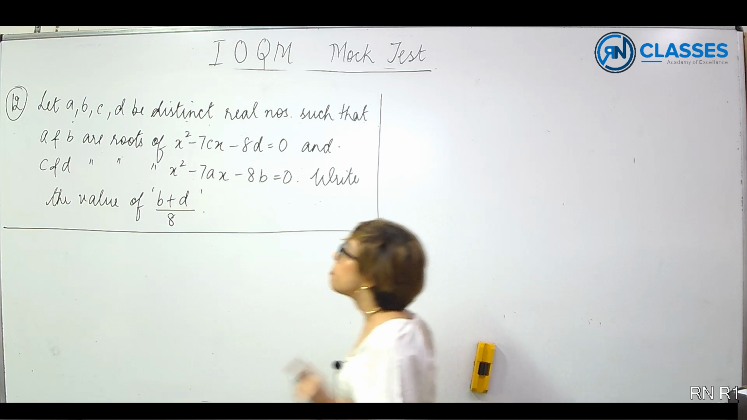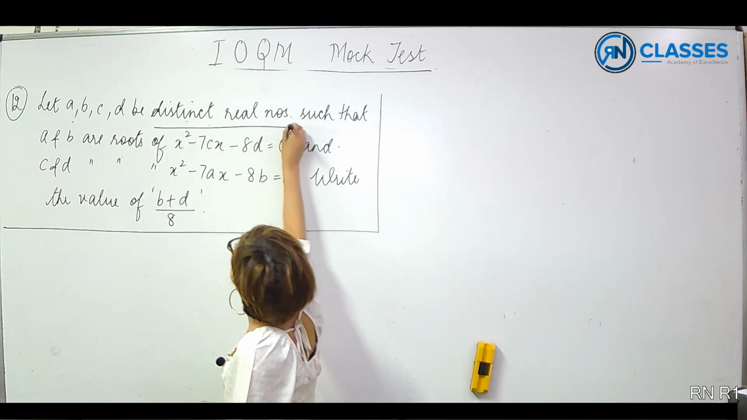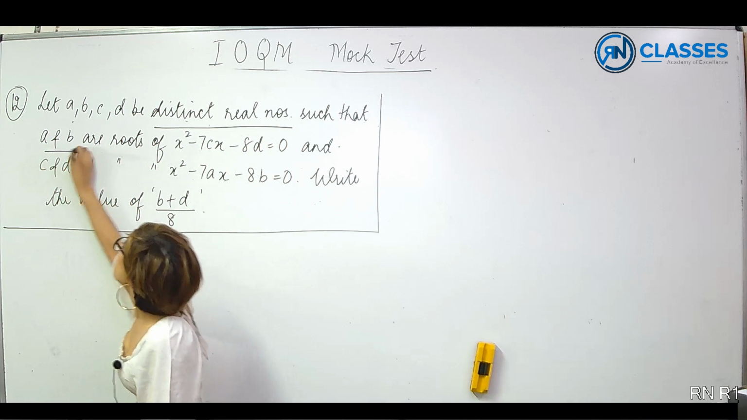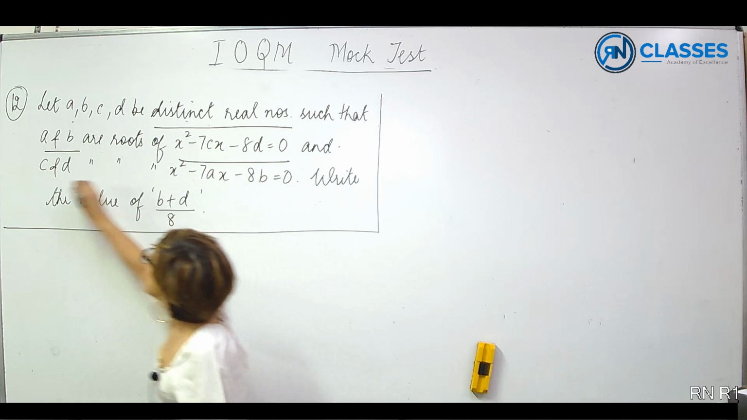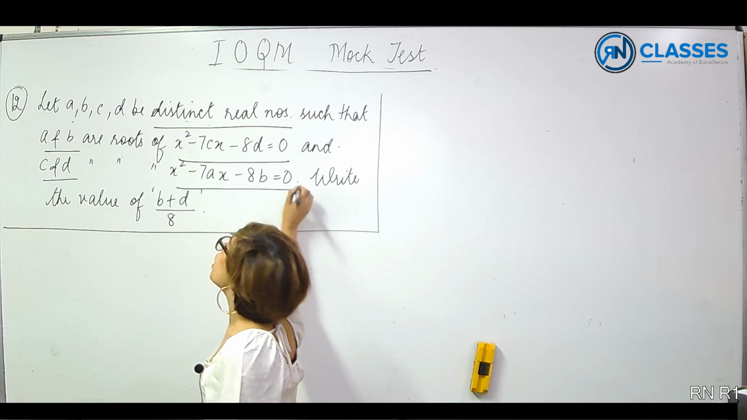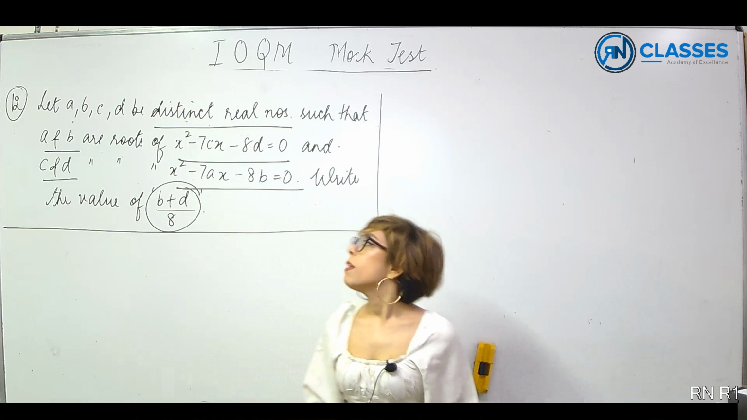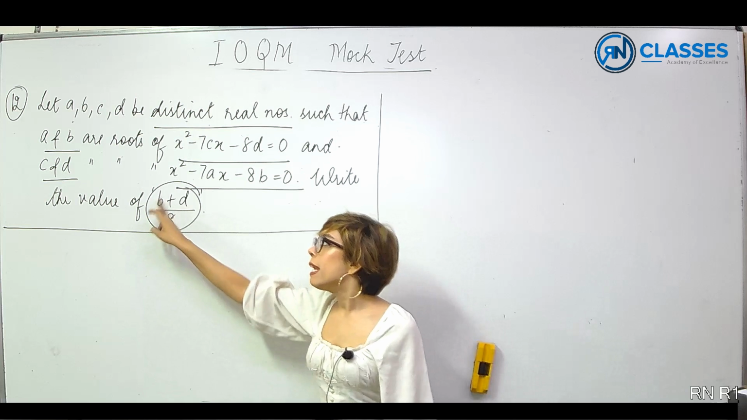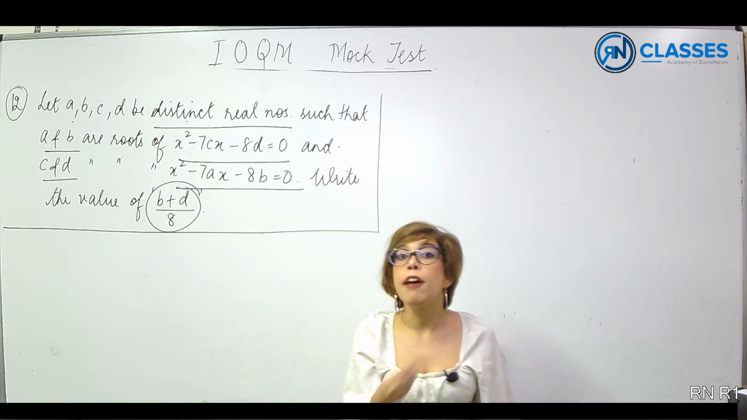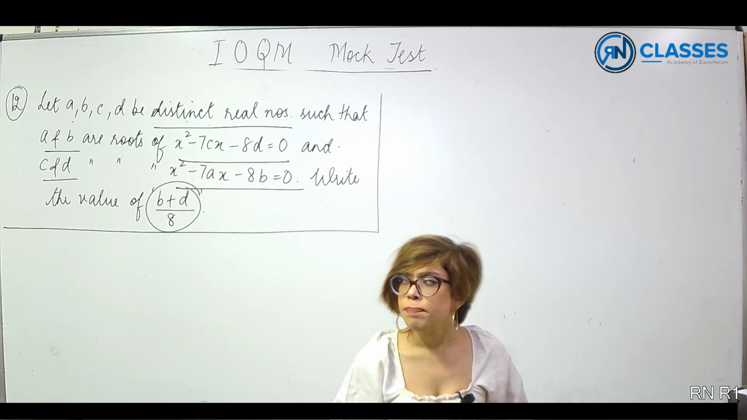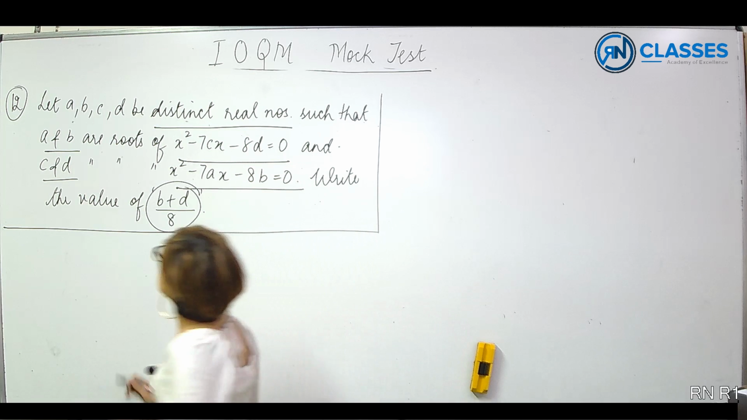Now he says A, B, C, D are distinct real numbers such that A and B are roots of this equation, and C and D are roots of this equation. You need to find the value of B plus D. So maybe I can find B and D individually, or maybe I can find B plus D. Right, now let me use this.